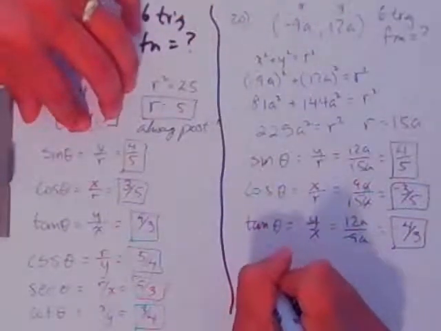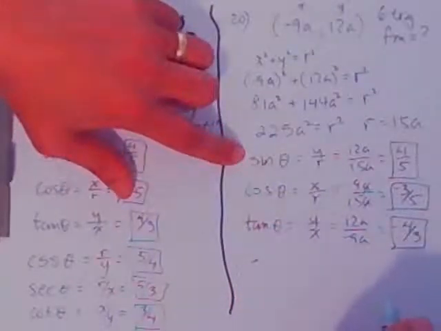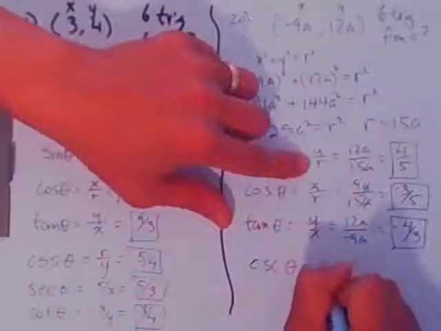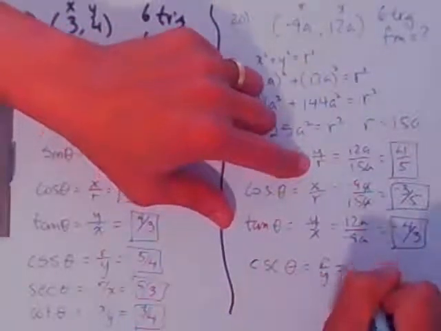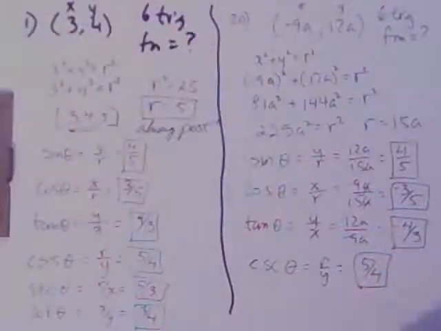And I'm just going to do one last one for you. What's the reciprocal function of the sine? It's the cosecant of that angle. We're just going to flip this, which is basically instead of y over r, r over y, which is going to be 5 over 4. Okay? So the first couple of odd problems you should be able to do on your own.